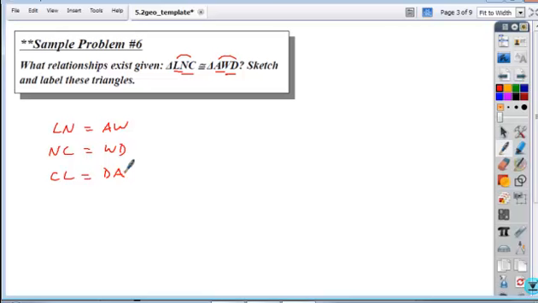Okay. Since we're dealing with equality here, we could also say the measures of their angles, L, N, and C, are equal to the corresponding angles, A, W, and D. Okay. Again, the justification for this would either be definition of congruence or CPCTC.